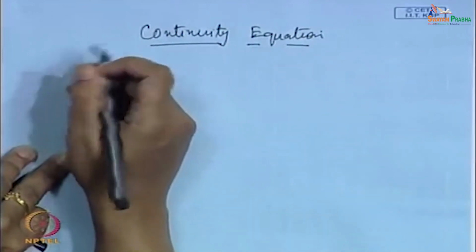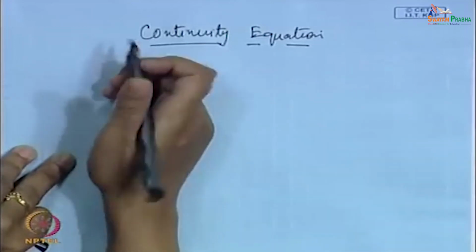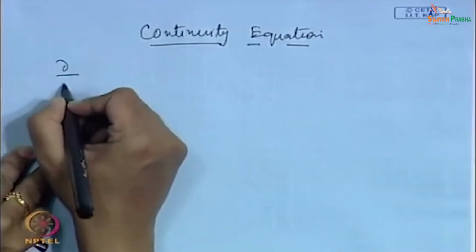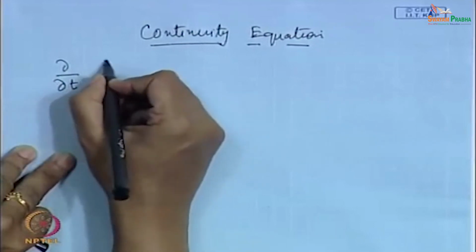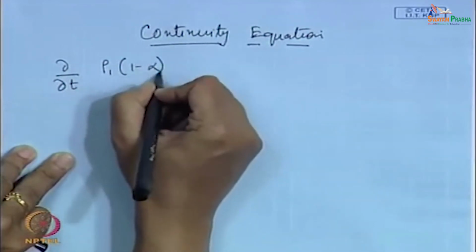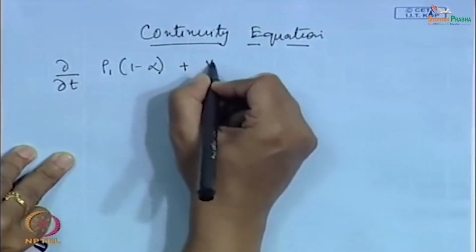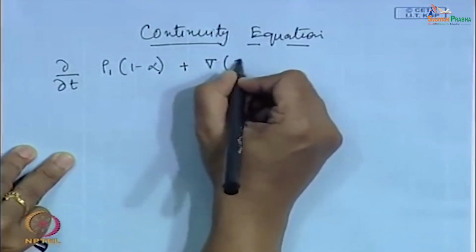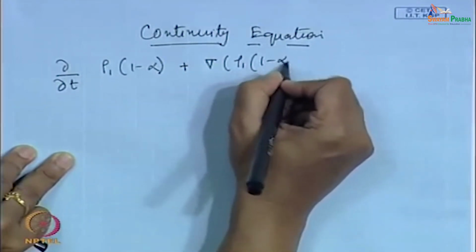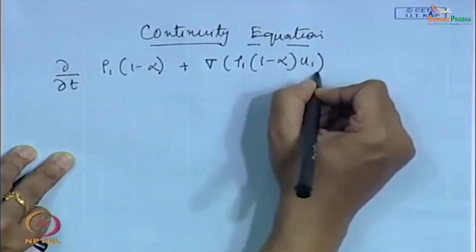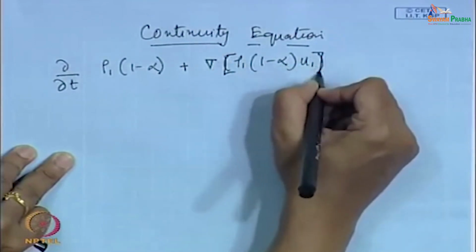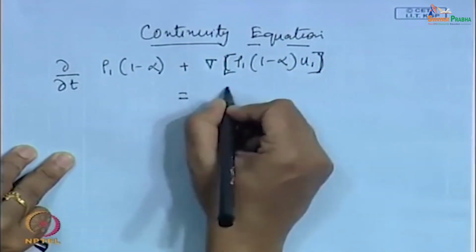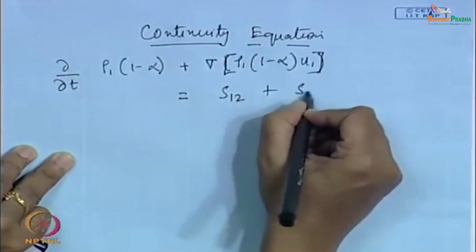We will first do it for phase 1 and then write it for phase 2. So, for phase 1 we will have a Navier-Stokes sort of expression: ∂/∂t of rho 1 into (1 minus alpha), plus the divergence of rho 1 into (1 minus alpha) u 1. Let us do it like this. This is equal to S 1 2 plus S 1.